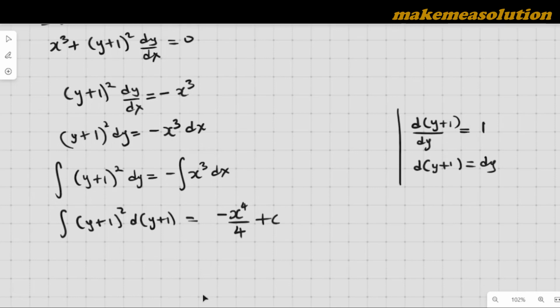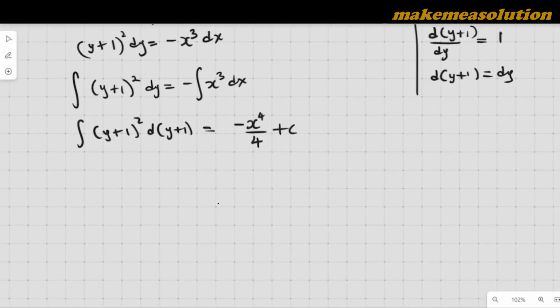So let's keep solving. When you want to integrate this one, take note, it now looks like this form: integral of something square d something, and this is something cube over 3. Is that okay? According to the literal meaning of our integration. So this now becomes (y plus 1) cube over 3 is equal to negative x to the 4 over 4 plus c.